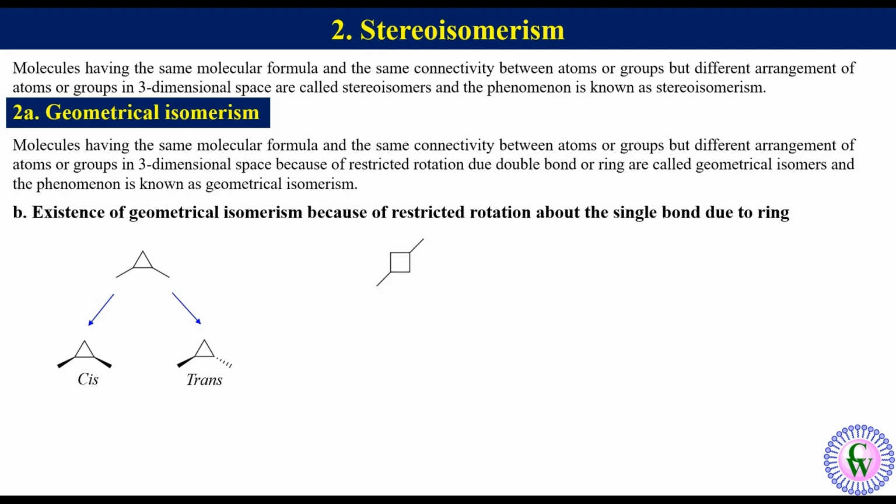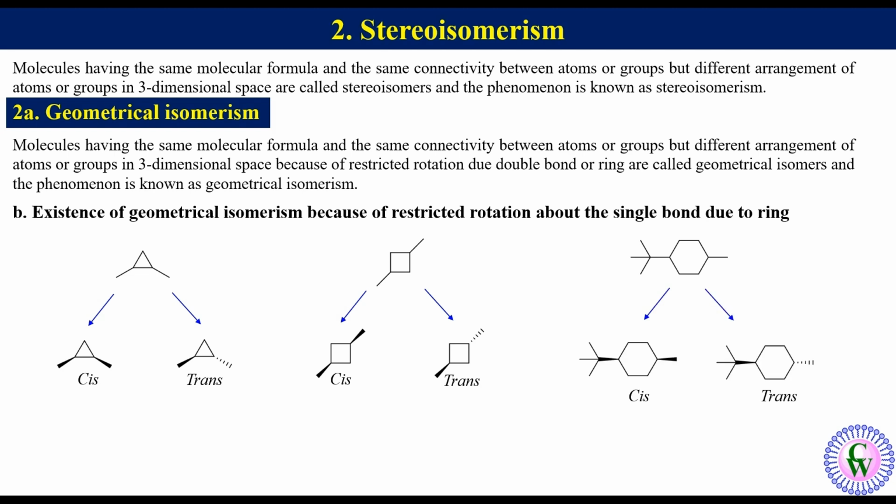1,3-dimethyl cyclobutane. It will also have cis and trans isomers. t-butyl 4-methyl cyclohexane. It will also have cis and trans isomers.